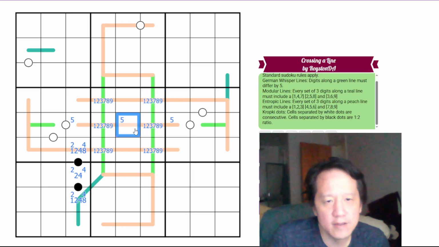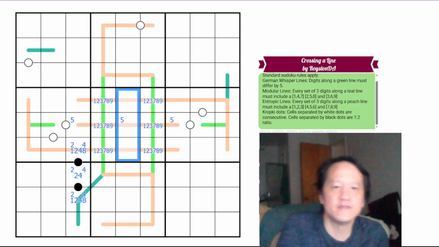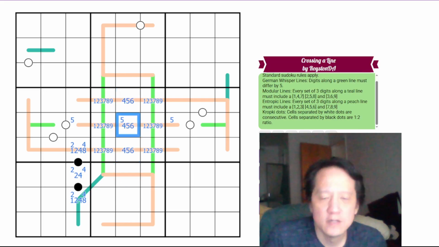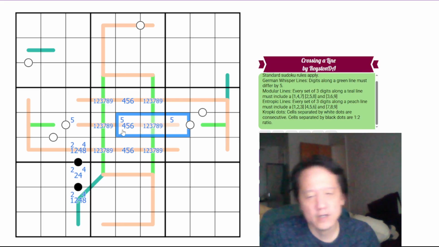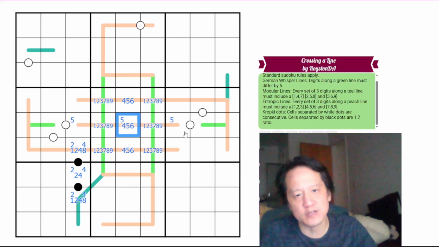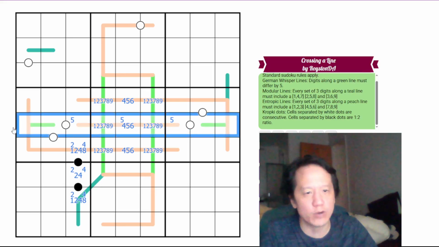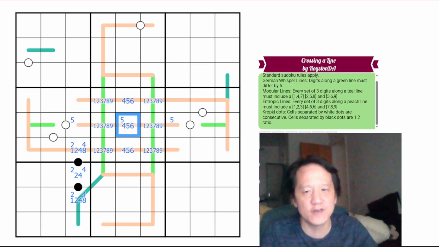That leaves these as 4, 5, and 6. Since this is 4, 5, or 6, neither of these two can be middle digits. Because if they were a middle digit, that means that in this set of 3 digits, you have 2 middle digits, when we only can have 1. So this must be the 5 then, because 5 cannot be either of these cells. Well, where can 5 be in the rest of row 5? It has to be here.